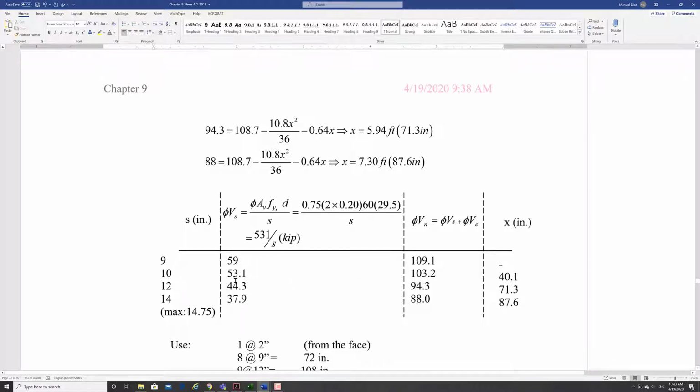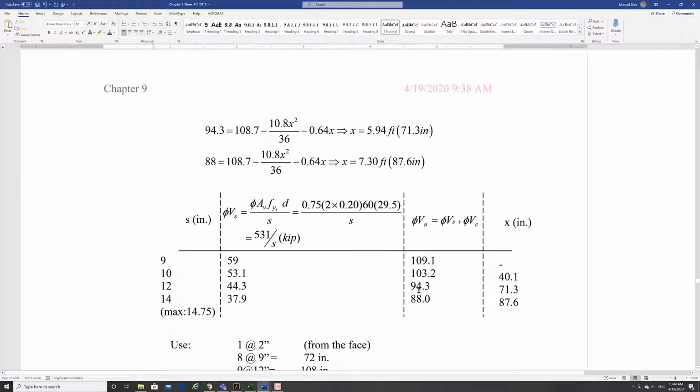So I do the 10. Normally I will not even do that one because I want to jump from 9 to either 12 or from 9 to 14, okay? That's where I want to do my jumps, right? So 9 and 10 is too close. There is no reason to do that. So 12 would be 40. We put it here, you get 44.3. Add your concrete, you get 94.3, right?